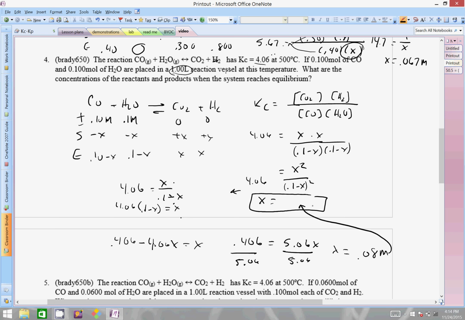Another way to do this is just to FOIL this thing right here, move it up, distribute, move all your x's over, and use the quadratic. Again, not required on the AP exam. Usually simplification is a way to handle this.